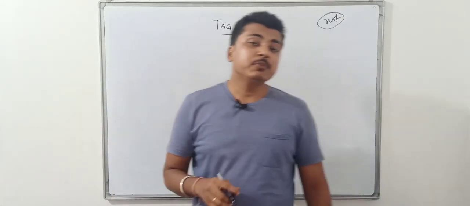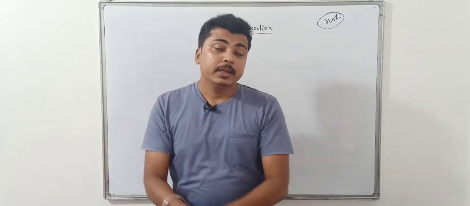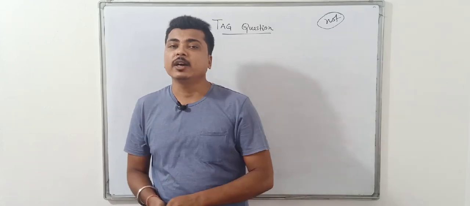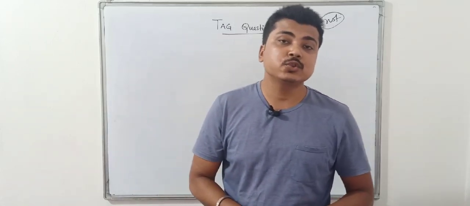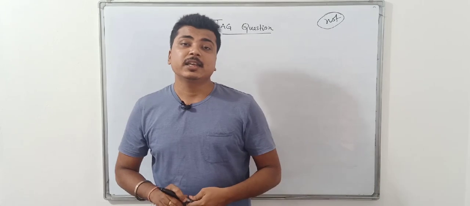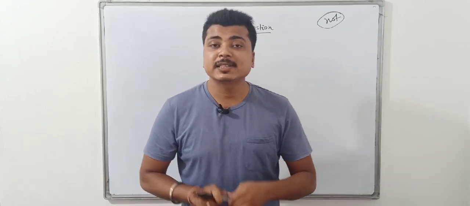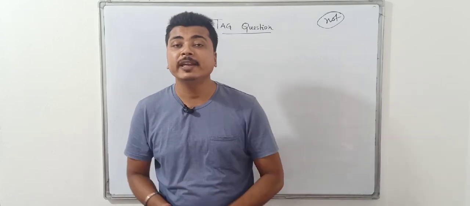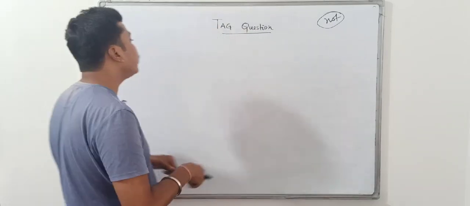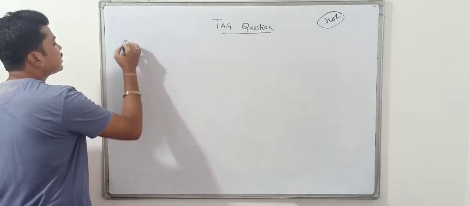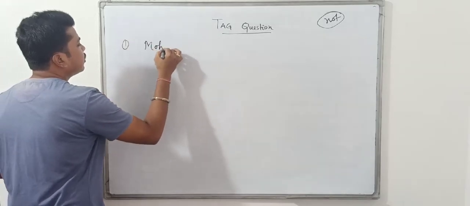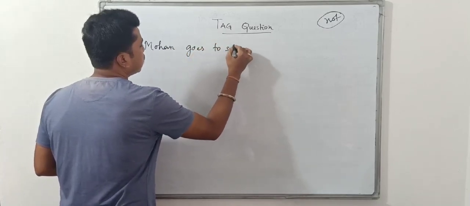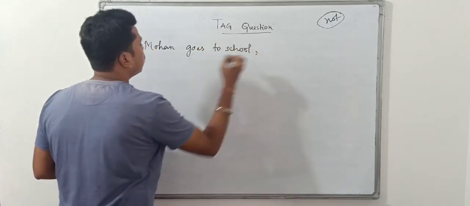Okay dear student, we have come to know that whenever we deal with question tag, we always deal with auxiliary verb. Now it is very easy for us to write the answer if auxiliary verb is provided in the sentence. But what if auxiliary verb is not provided in the sentence? In that case, what are we going to do? Question number 1, let us understand. Suppose Mohan goes to school.